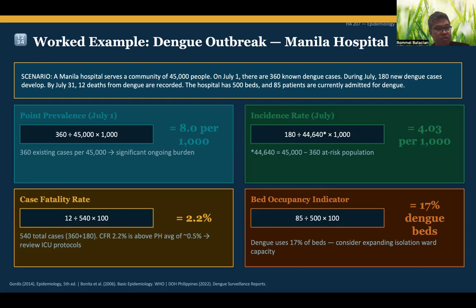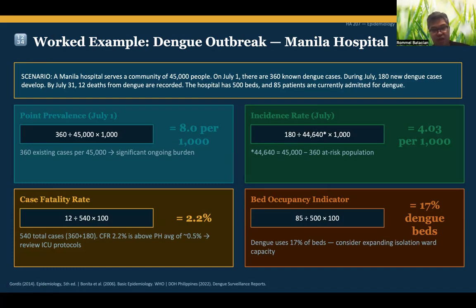So now, critical step here is you're defining the population at risk, which is what is the denominator in this case? Is it still the total population? The problem here is that there are already 360 known dengue cases, an ongoing infection. So therefore, they are technically not at risk for getting dengue because they already have it. So we should subtract those known cases from the total population.